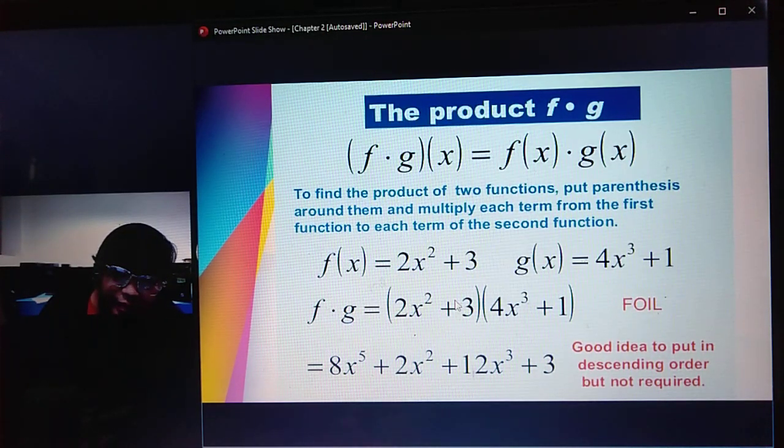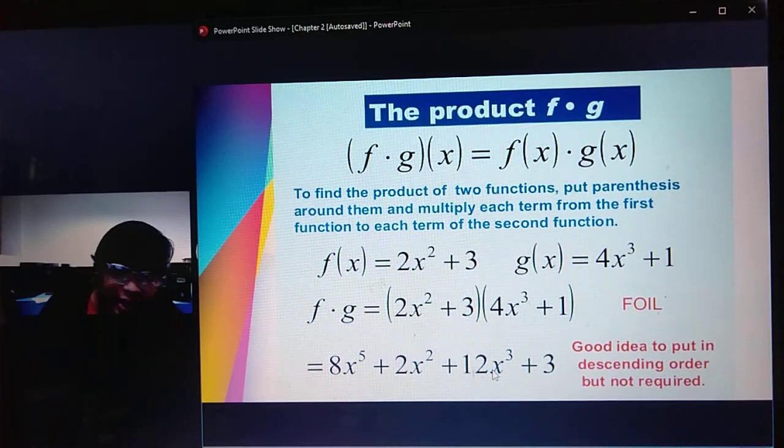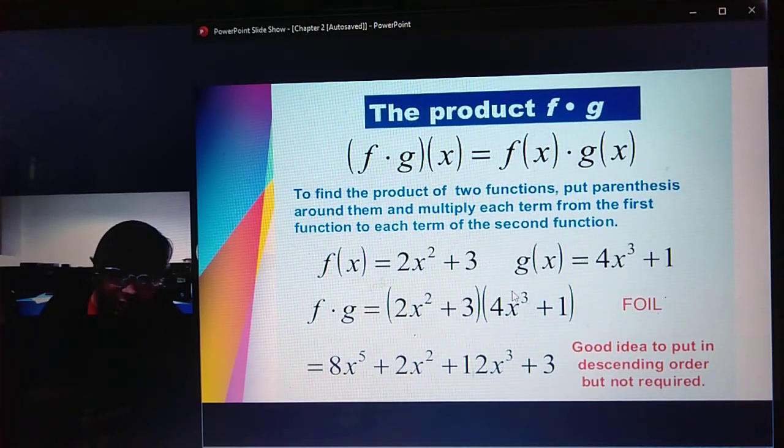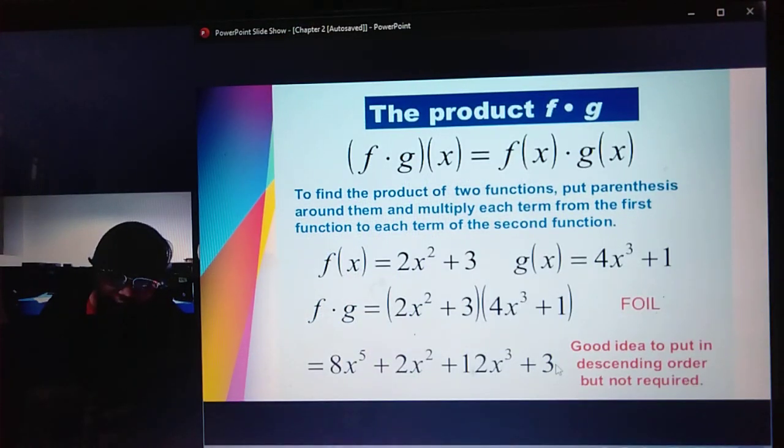The inner numbers are the 3 and 4x raised to 3. So multiply 4 and 3. So we have 12x raised to 3. Then after that, the last numbers. So we have 3 and 1. So 3 times 1 is 3.